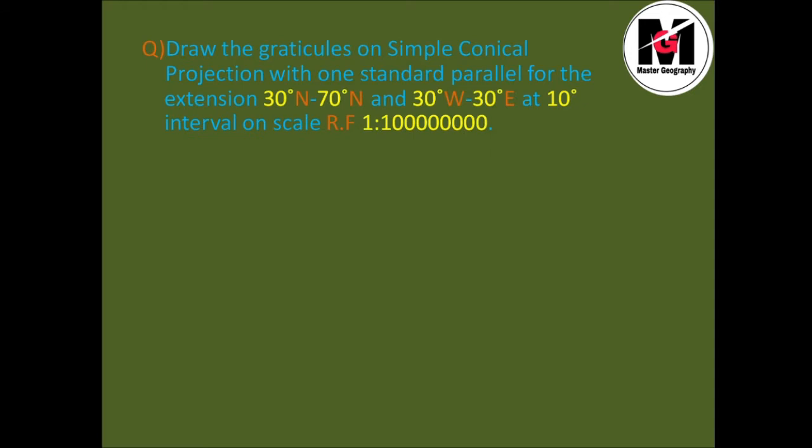So, notice the question paper. Draw the graticules on a simple conical projection with one standard parallel, for the extension 30 degree north to 70 degree north and 30 degree west to 30 degree east, at 10 degree interval, on scale RF 1:100 million. This projection is of the northern hemisphere. So according to the question, I will have to draw a projection of the northern hemisphere.